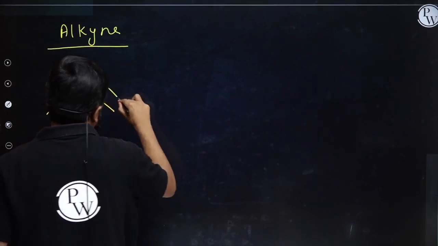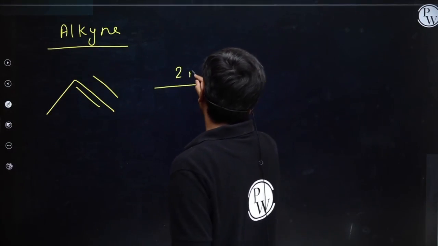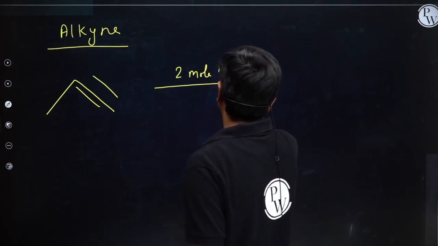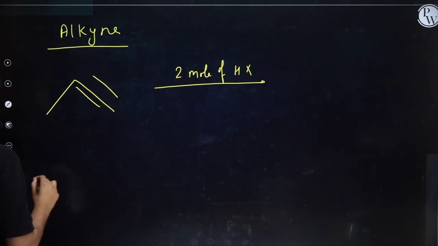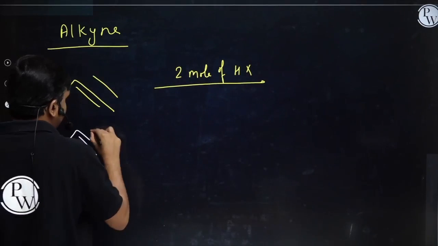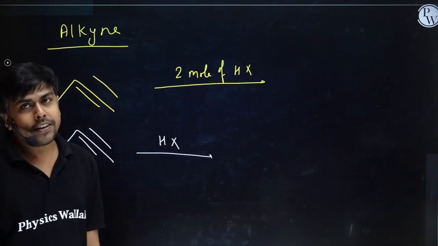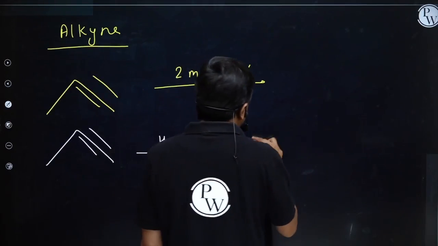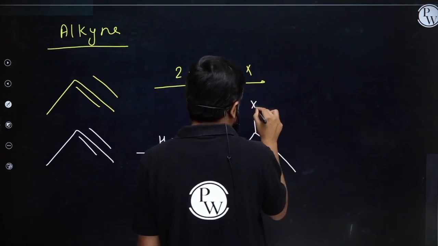This is an alkyne. It's treated with 2 equivalents, 2 moles, of HX. Student, what will happen in the first step? First, this alkyne will react with 1 equivalent of HX. It will undergo an electrophilic addition reaction, and I will have the formation of a vinylic halide system like this.